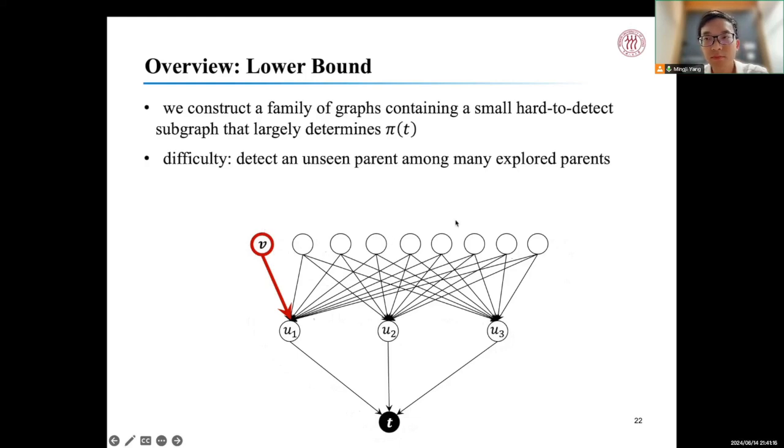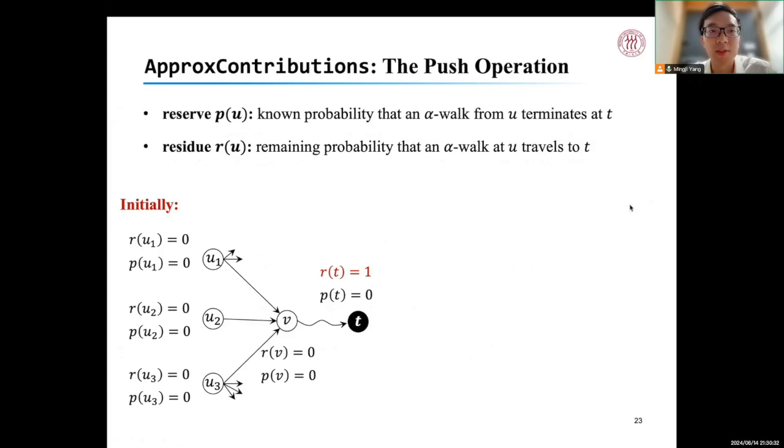Okay, let's further go into the details. The algorithm of approx contributions relies on a push operation, which maintains two variables for each node in the graph. One is the reserve, denoted by P of u, representing the known probability that an alpha walk from u will terminate at node t. And the other is the residue, denoted by R of u, standing for the remaining probability that an alpha walk at u will further travel to node t. Initially, the algorithm sets all these quantities to 0, except that R of t is equal to 1.